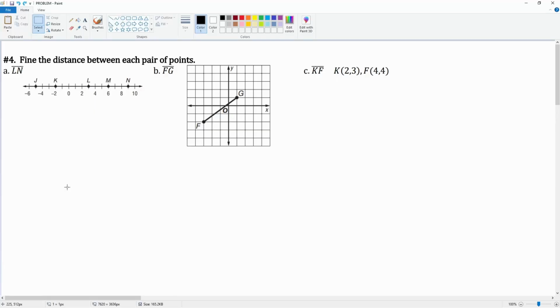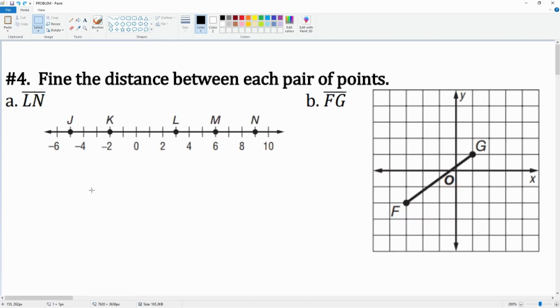Section 1, number 4, find the distance between each pair of points. So here we have line LN, and it looks like it is this horizontal line, so it looks like we can just count. Line LN starts from point L, goes all the way to N. So it jumps 1, 2, 3, 4, 5, 6. Looks like it went 6 units. So here we can say that line LN is equal to 6 units.